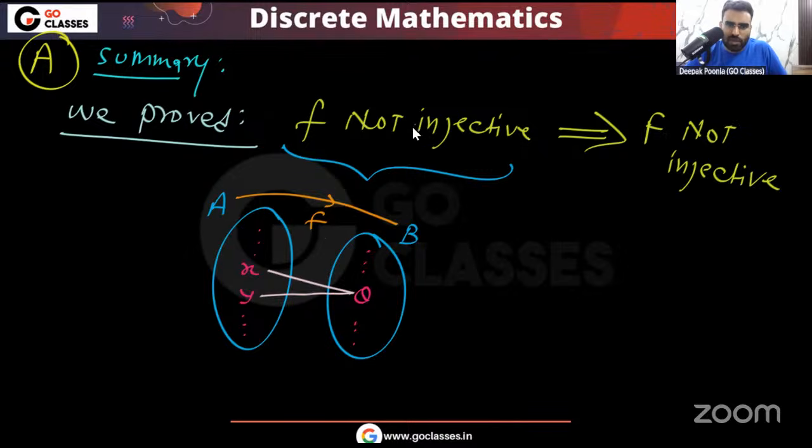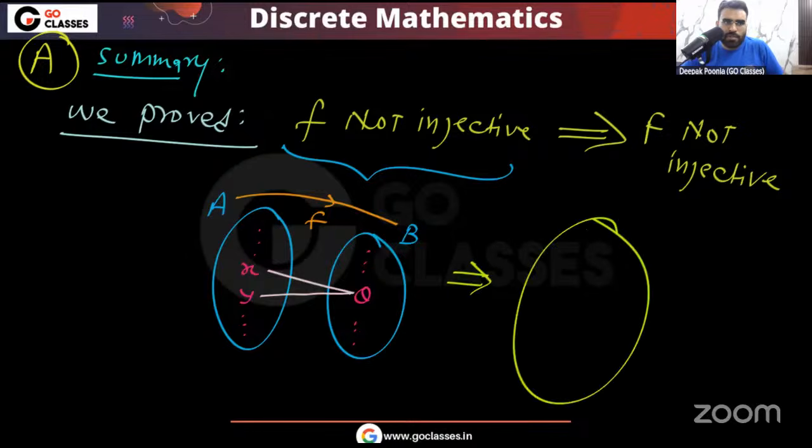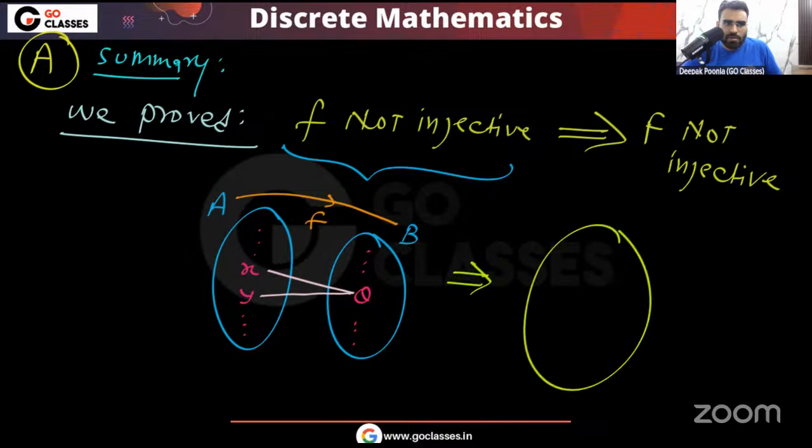So I can say, if small f is not injective, then in the domain there are at least two different elements which are mapping to the same element in the codomain. Correct? Now you can easily see what will happen in this capital F. This is the power set of A, this is the power set of B.